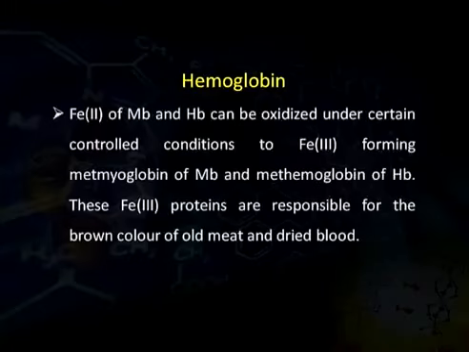Fe2+ of myoglobin and hemoglobin can be oxidized under certain controlled conditions to Fe3+, forming metmyoglobin of myoglobin and methemoglobin of hemoglobin. These Fe3+ proteins are responsible for the brown color of old meat and dried blood. That means here the heme has been oxidized to hematin.